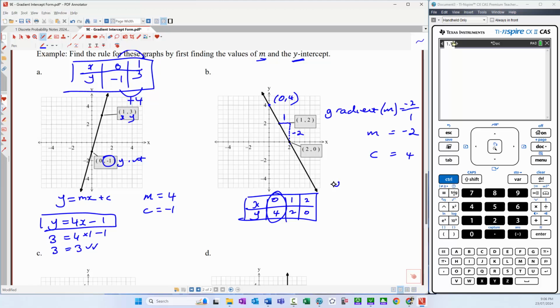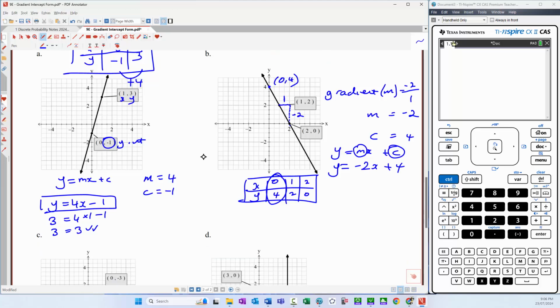So now we finish this by writing the rule, or what we think is the rule, which is y equals this value here, -2x, and the c value, plus 4. All right, so that's written in y equals mx plus c form, where m is -2 and c is 4. The final thing we should do is just test it. So I'm going to test it on this ordered pair here, x, y. So 0 equals -2 times this x value here, which is 2, plus 4. 0 equals -4 plus 4. 0 equals 0. That's true. That means my rule works.